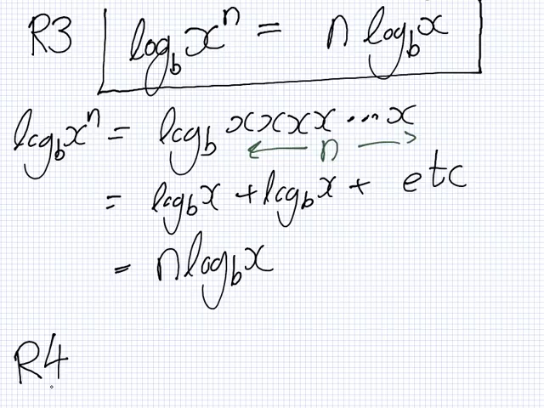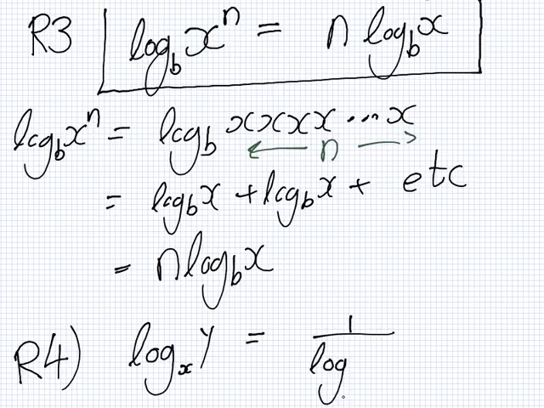Rule 4 then. Log_x(y) is equal to 1 over log, does anyone know this one? log_y(x). So you can swap the base and the argument, but the price you pay for making the swap is that it gets flipped upside down. So if you were to swap the x with the y, like here, the price is it gets flipped upside down. Okay? Well, why did we swap in the first place?